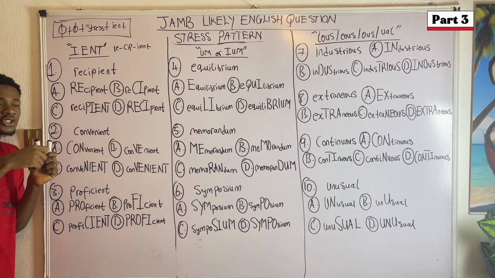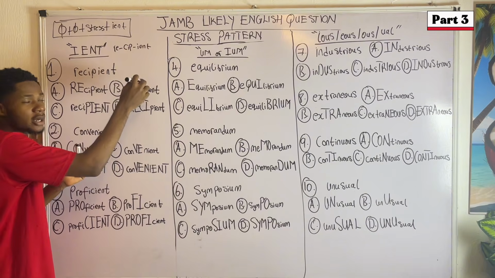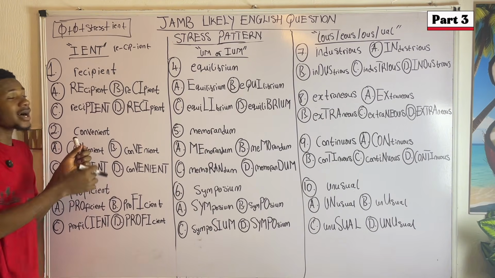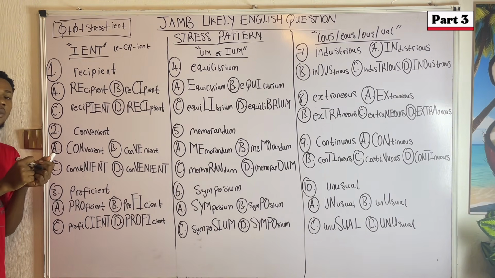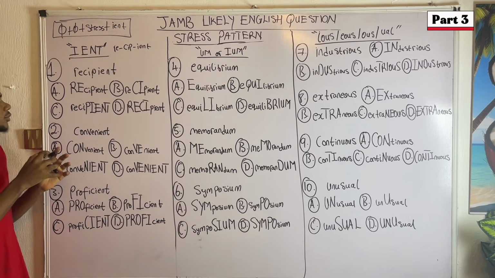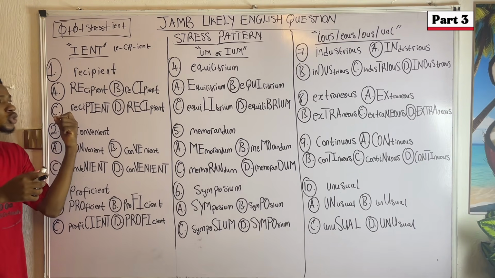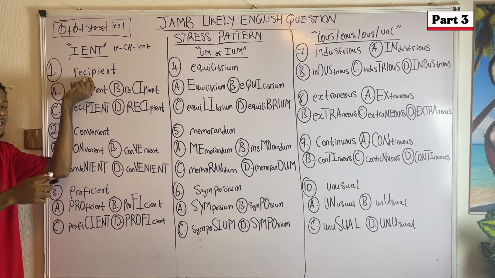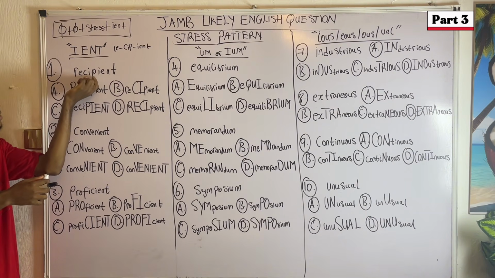The position of the stress. If the stress is here, here, or here, whether we are putting this I to this place, as far as it is still working with the syllable, that is how it works. Now, recipient. What part of this word will be stressed? It will become the CI. That is recipient.